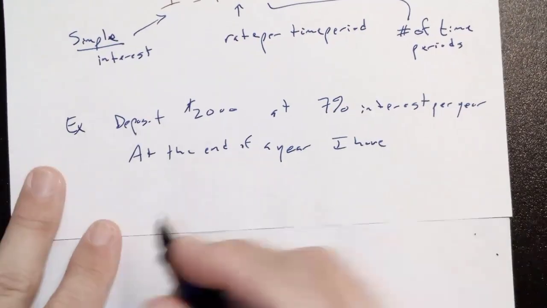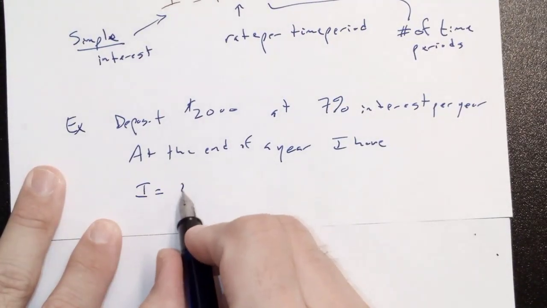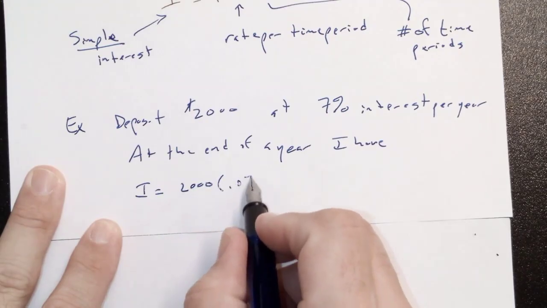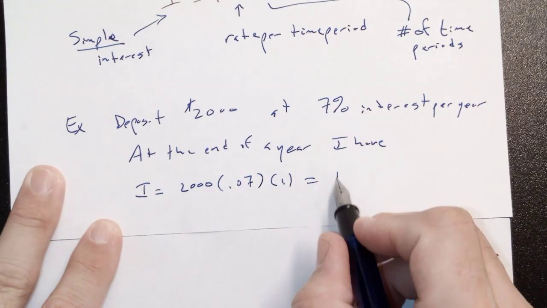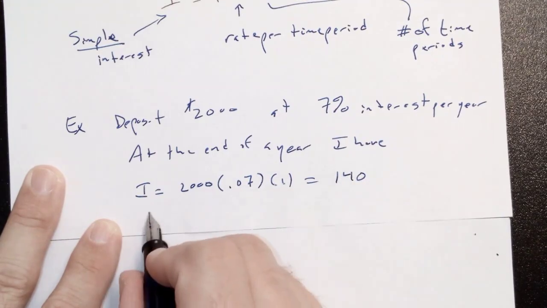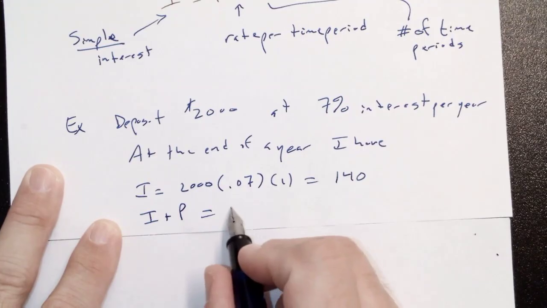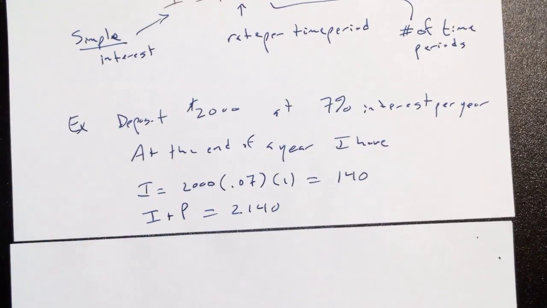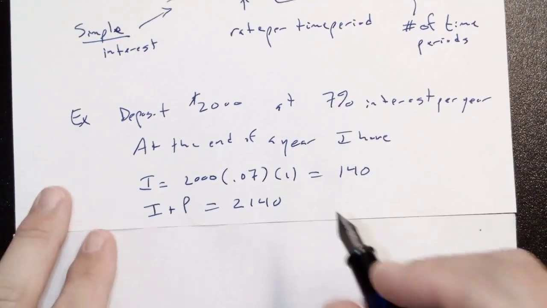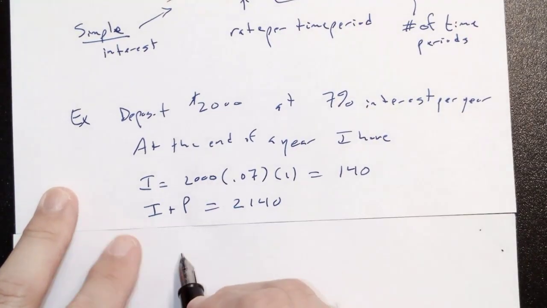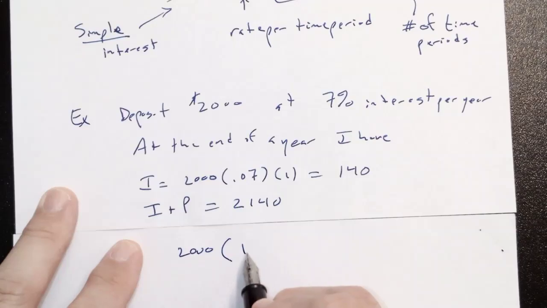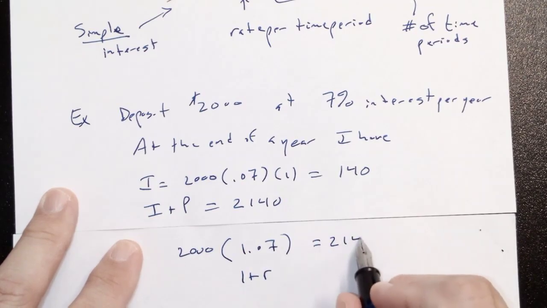So I've earned interest of $140. And if I add that to my principal, I've earned 2140 instead of going the other way and subtracting. Now I can also think of this formulaically: I took the $2,000 multiplied by 1.07, 1 plus my rate, and that result is the same thing.